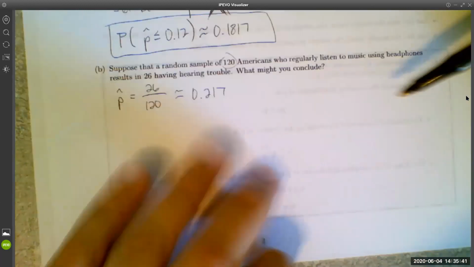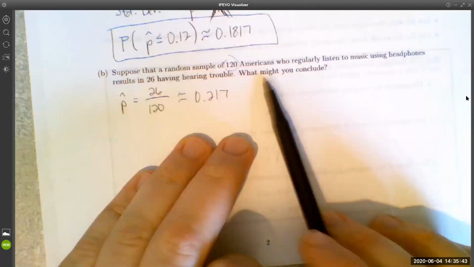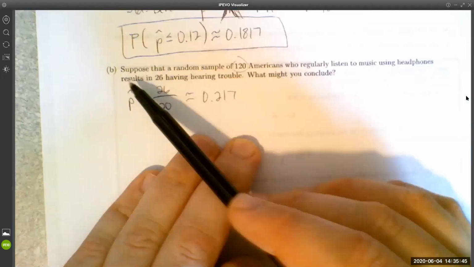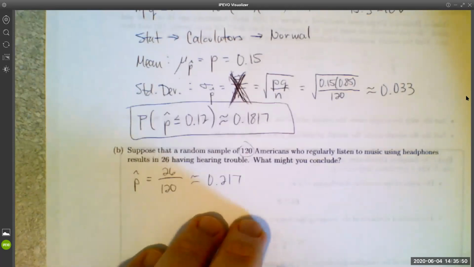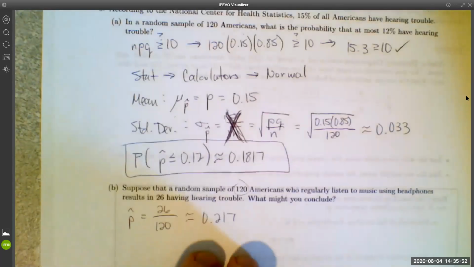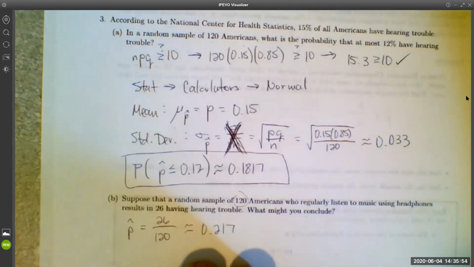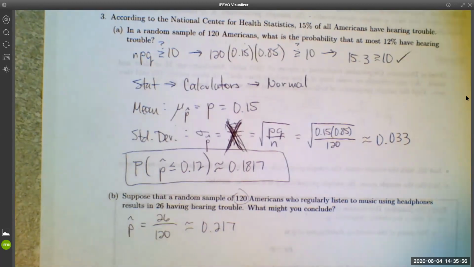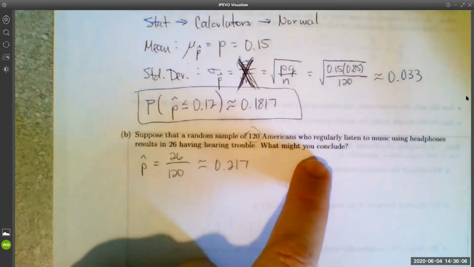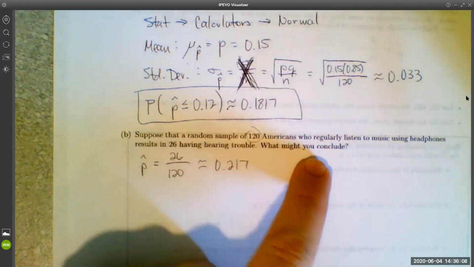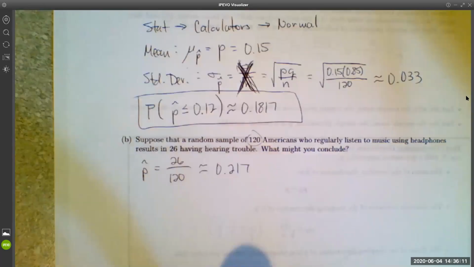Well, this sample of people, it says regularly listen to music using headphones, right? So what conclusion we might draw from this is that listening to music using headphones damages your hearing, right? Go figure. It's not a surprising result, but that's what we would conclude. Now, here's the caveat, right? We really can only conclude this if this is truly a strange result.